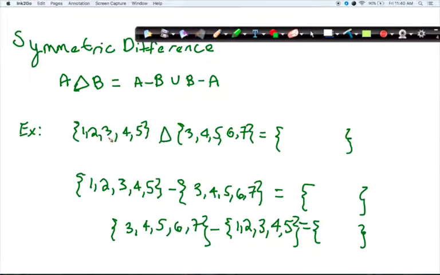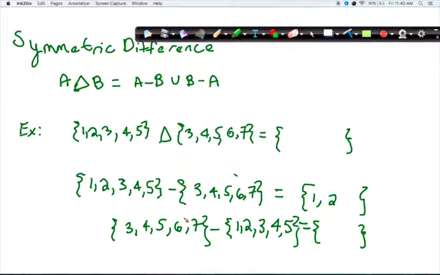Okay, so probably the best way to do this is to compute an example, and then you'll see what I mean. So I'm going to take the symmetric difference of these two sets, the set containing 1, 2, 3, 4, and 5, and the set containing 3, 4, 5, 6, and 7. So first, I need to find the set difference of 1, 2, 3, 4, and 5, subtracting off 3, 4, 5, 6, and 7. So the set difference is going to be 1 and 2, right? Why? Because 1 and 2 are here, and they're not here, so they're definitely in that set difference. And the only thing that's left in here is 3, 4, and 5, but that's also in the set that I'm subtracting off. So that means they don't wind up in the set difference.